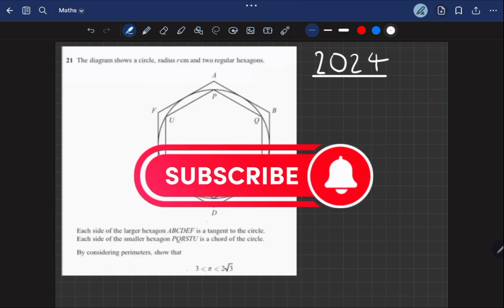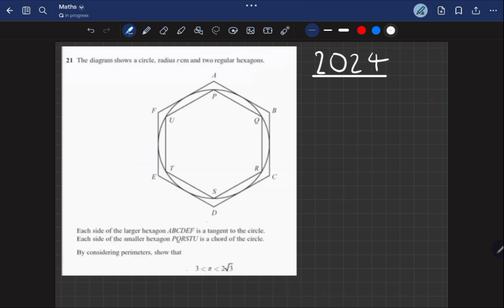Now let's get straight into it. The question states that the diagram shows a circle, radius r, and there are two regular hexagons. Each side of the large hexagon, A, B, C, D, E, F, is a tangent to the circle. Each side of the smaller hexagon, P, Q, R, S, T, U, is a chord of the circle. By considering perimeters, show that 3 is less than pi and pi is less than 2 root 3.